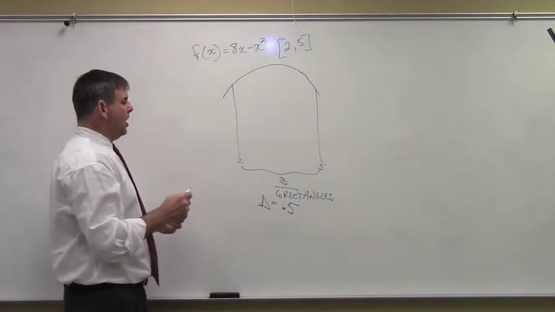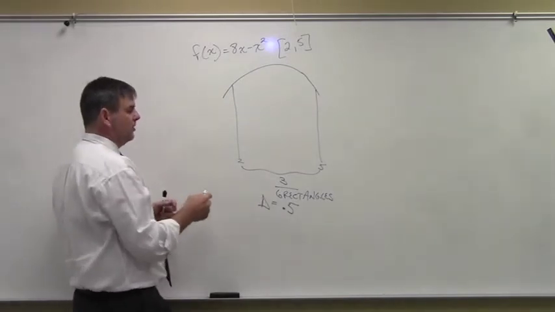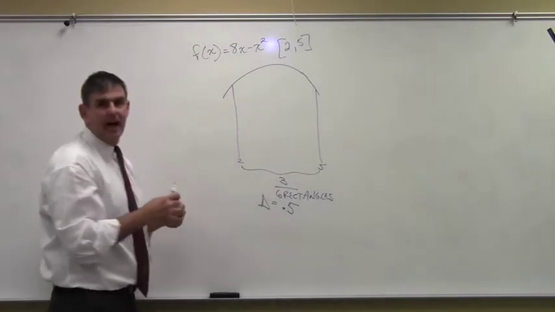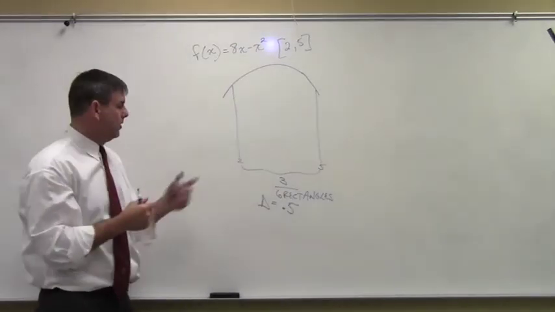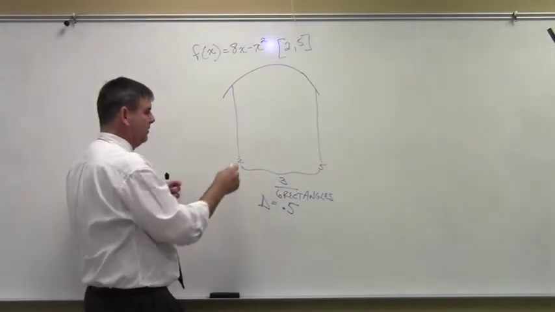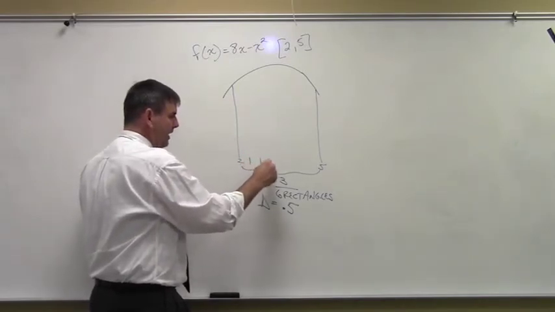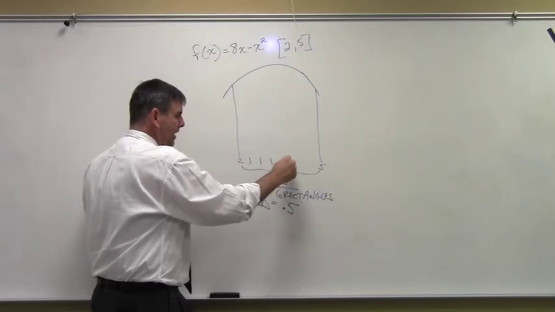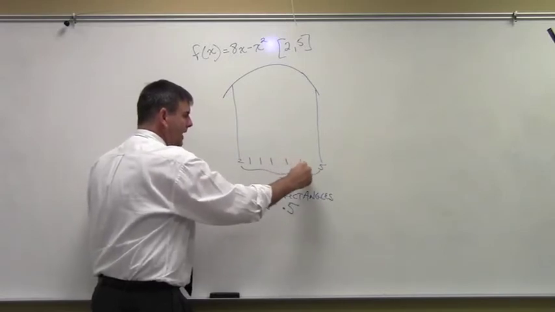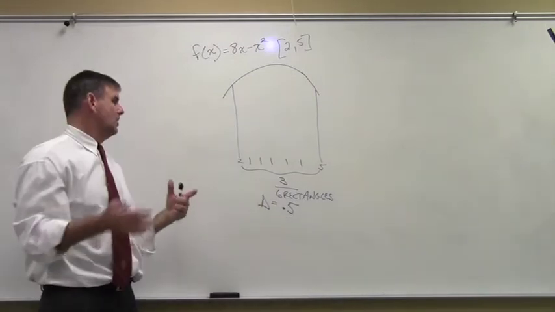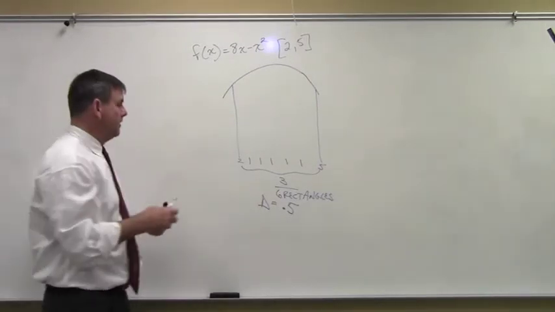Okay. So let's start taking a look at that. Every time I go 0.5, I'm going to have a new rectangle. So at 2.5, 3, 3.5, 4, and 4.5. Those are assumed to be exactly the same distances. Hopefully they look the same.